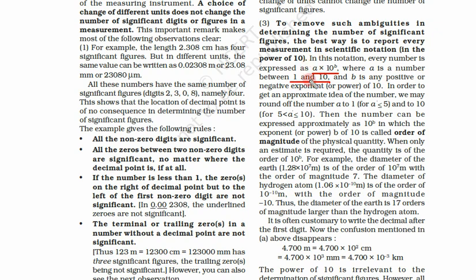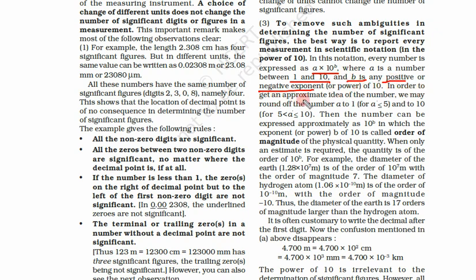If it is less than 1, then again we convert that to a power of 10. If it is more than 10, then again we increase the power of 10 by 1. But the number should always be between 1 and 10. And b is any positive or negative exponent. So b is a positive or negative power of 10.